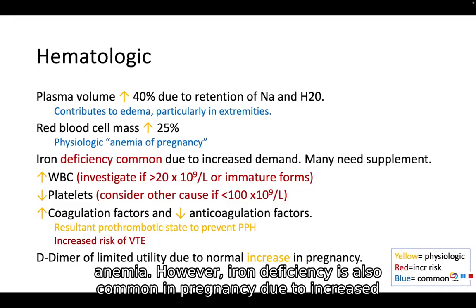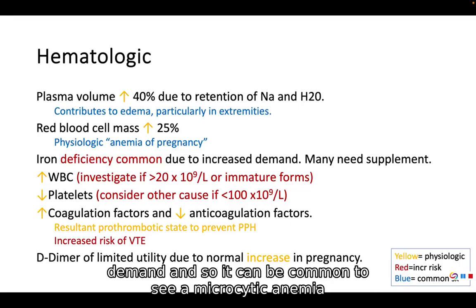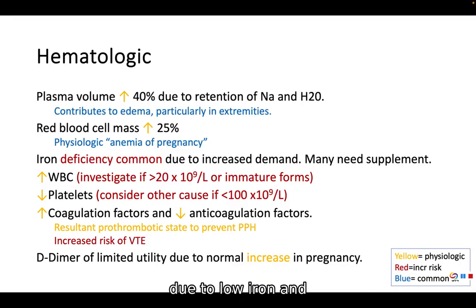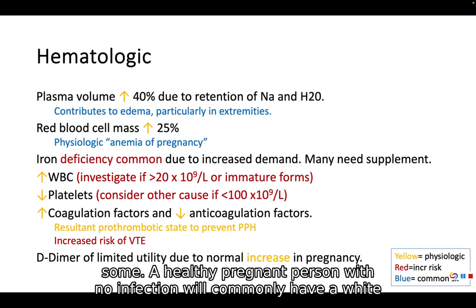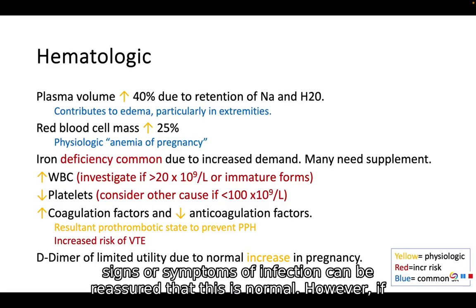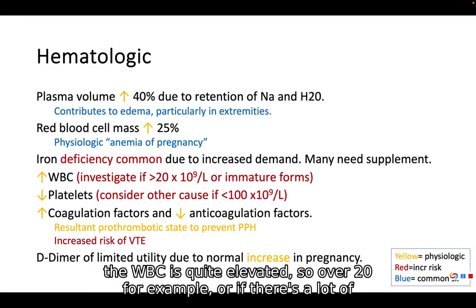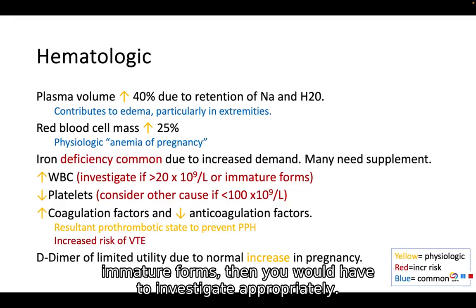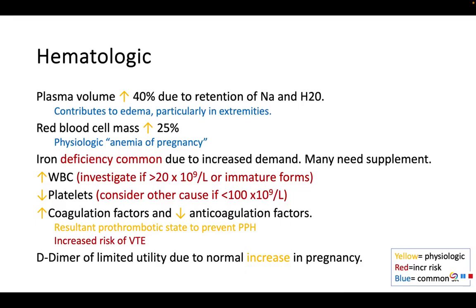However, iron deficiency is also common in pregnancy due to increased demand, and so it can be common to see a microcytic anemia due to low iron in some. A healthy pregnant person with no infection will commonly have a white blood cell count that is slightly increased, and in the absence of any signs or symptoms of infection, can be reassured that this is normal. However, if the WBC is quite elevated, so over 20, for example, or if there's a lot of immature forms, then you would have to investigate appropriately.